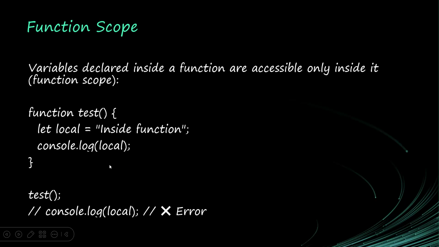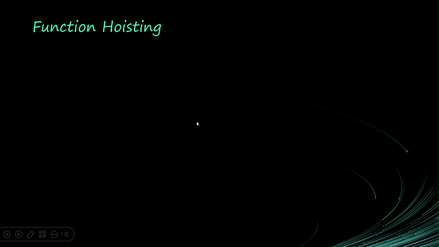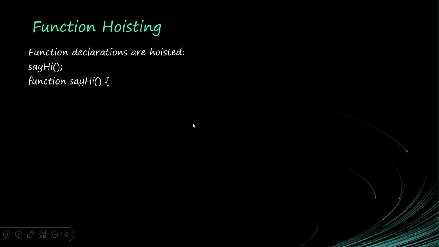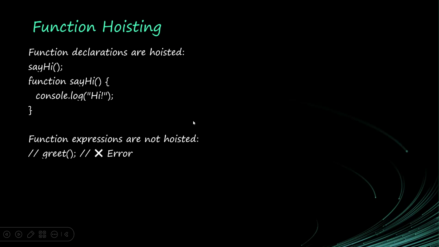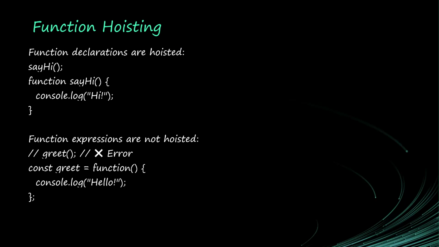I want you to try it. Create a function, create a local variable inside the function, and try to access that variable outside of the function. You will get an error. So you can only access variables declared inside a function within the function scope. I've talked about function hoisting already. Function declarations are hoisted, function expressions are not hoisted. So you can practice this to get your hands dirty with it.